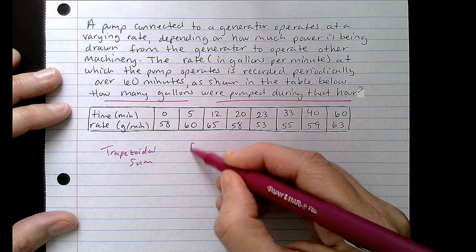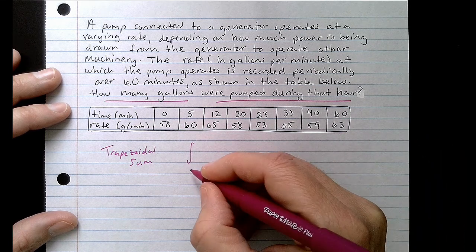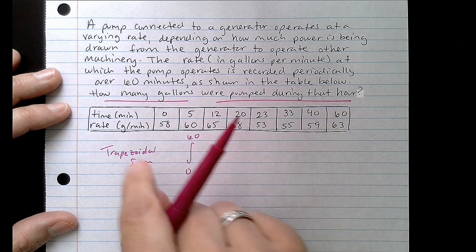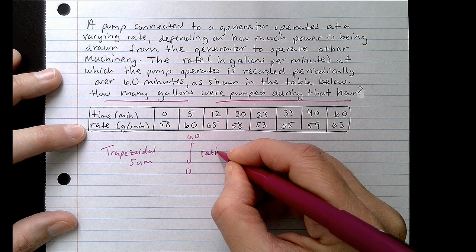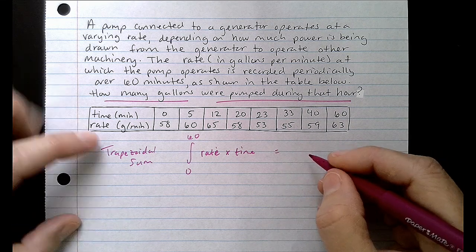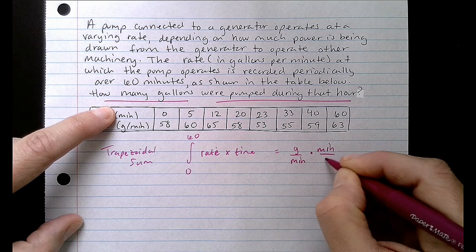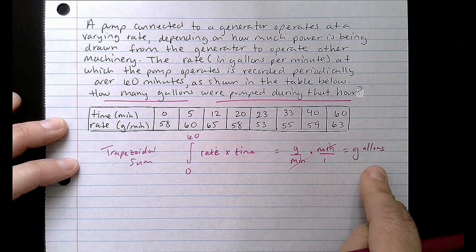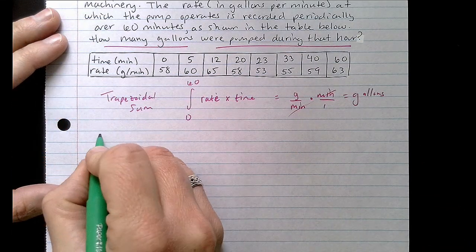So we want to use it to accumulate the area under this. So we're going to go from 0 to 60. There's our minutes. And we're going to do the rate function times the time. So what that means is we're doing gallons per minute times minutes. So we're left with gallons, and that's what we want. It's asking how many gallons. So let's set up our trapezoidal sum.